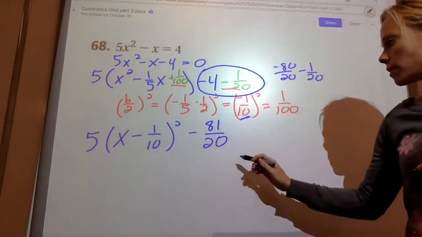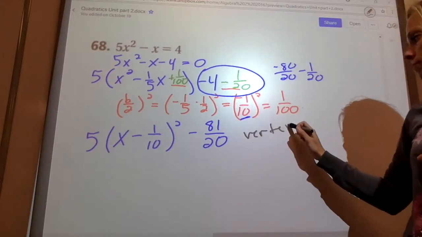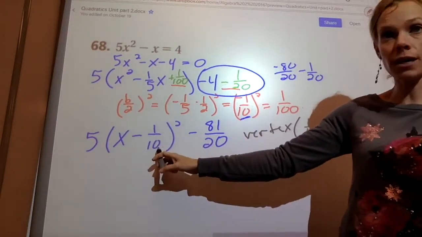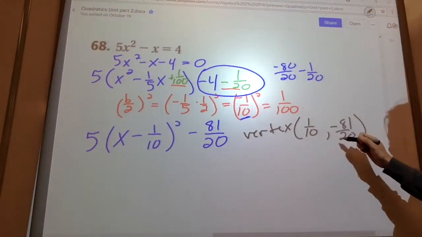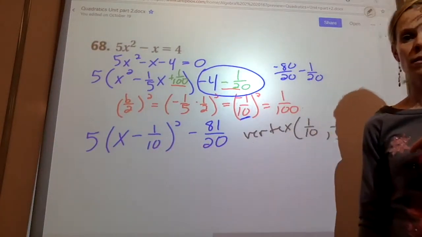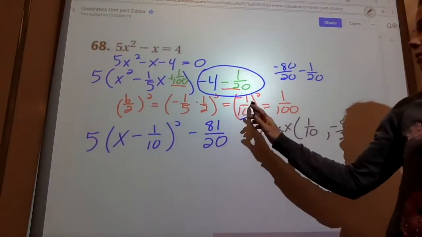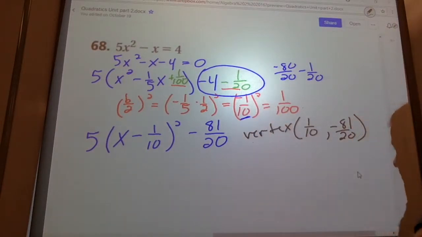So I can stop there and say, okay, my vertex is positive 1/10, because that means 1/10 to the right. Oh, I did it, x plus. Yeah, remember, it's always opposite in the parentheses. X minus 1/10, because this is a negative 1/10 before I squared it. Yeah, keep that sign.